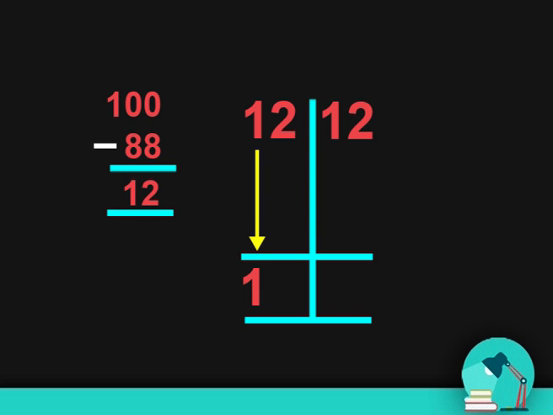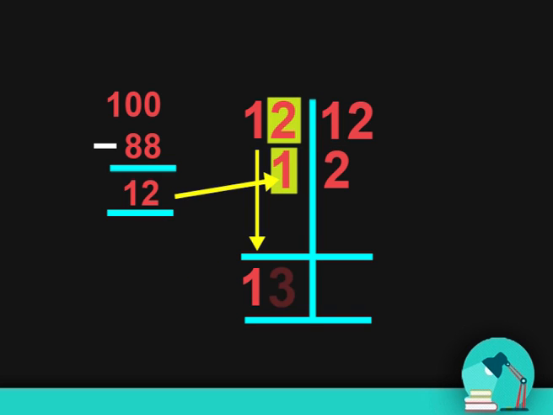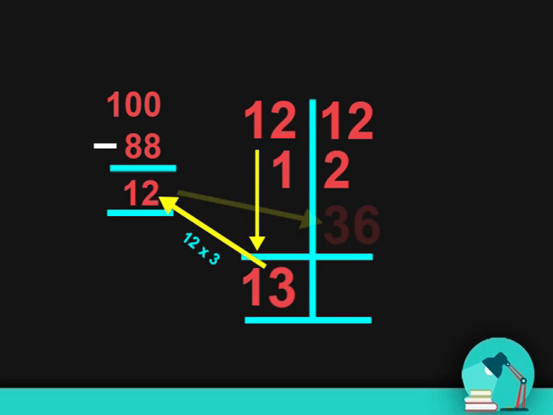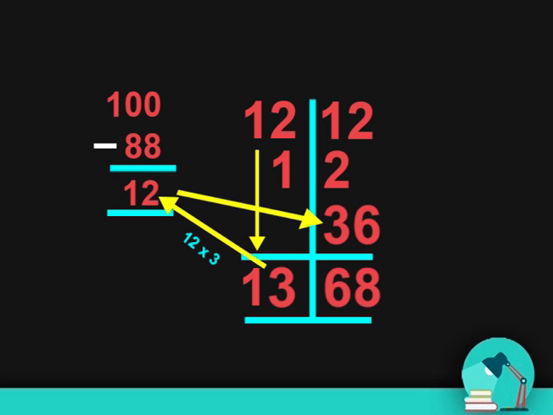Bring down the first digit of the dividend and multiply it with the difference. We multiply 1 with the difference 12 and put the product below the second and third digit of the dividend. Then add 1 and 2 to get 3. Multiply 3 again with the difference and write the product below the third and fourth digits of the dividend. Add the digits on the right hand side and you will get your answer 68 as remainder and 13 as quotient.